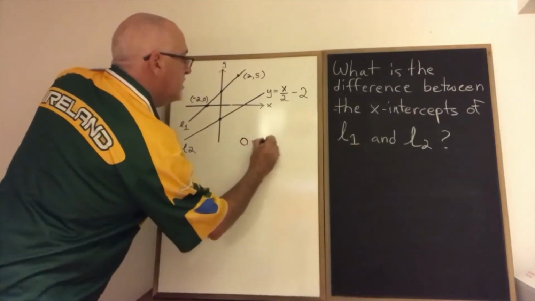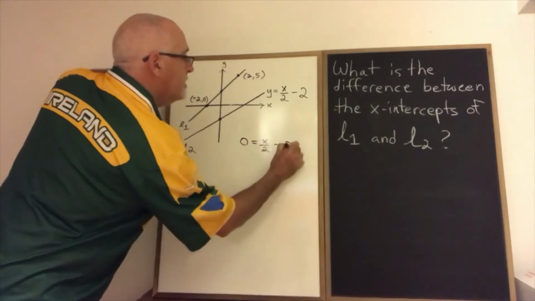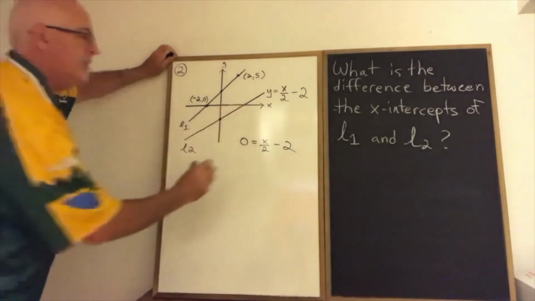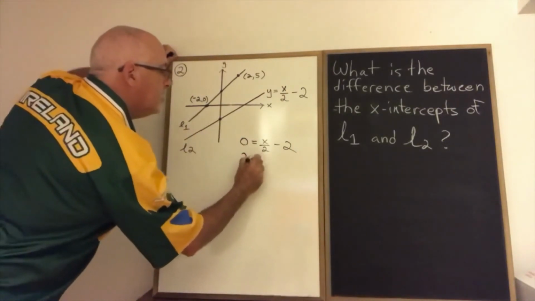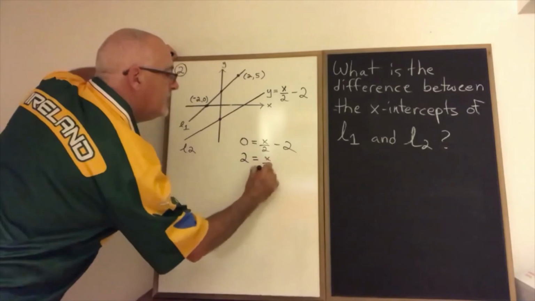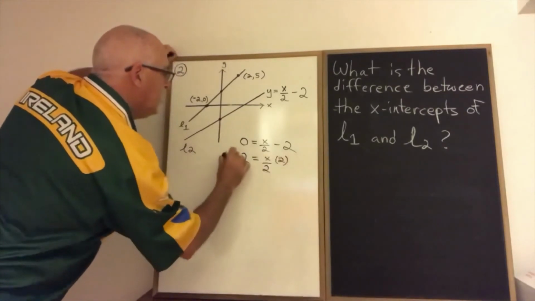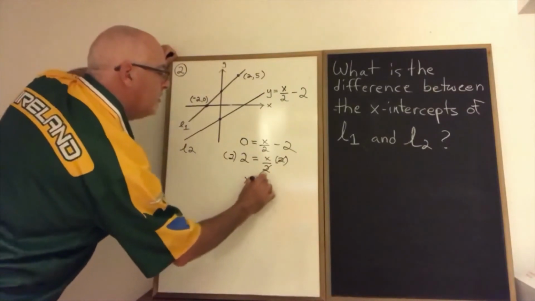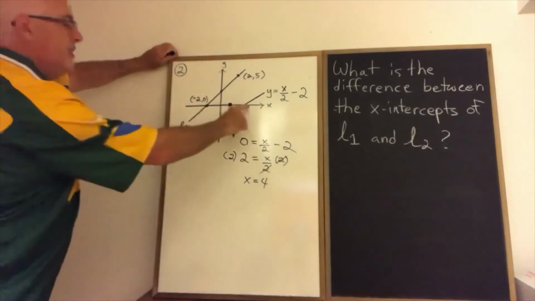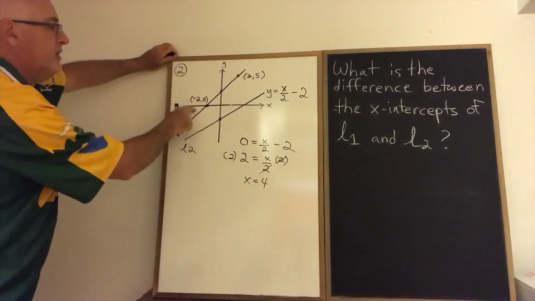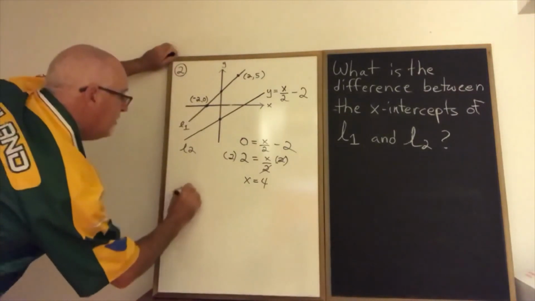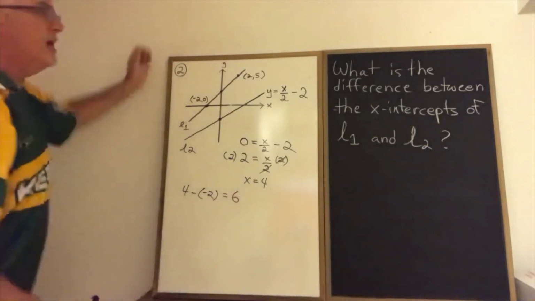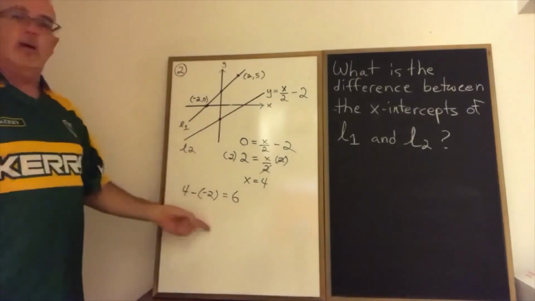0 equals 1/2 x minus 2. If we solve for x, we will be finding this x-intercept. Moving the 2 to the other side, it becomes positive. And then multiplying both sides by 2, my fraction cancels, and I have x equals 4. So the x-intercept for line 2 is 4. The x-intercept for line 1 is -2. 4 minus -2 equals 6. The difference between the x-intercepts of these two lines is 6.